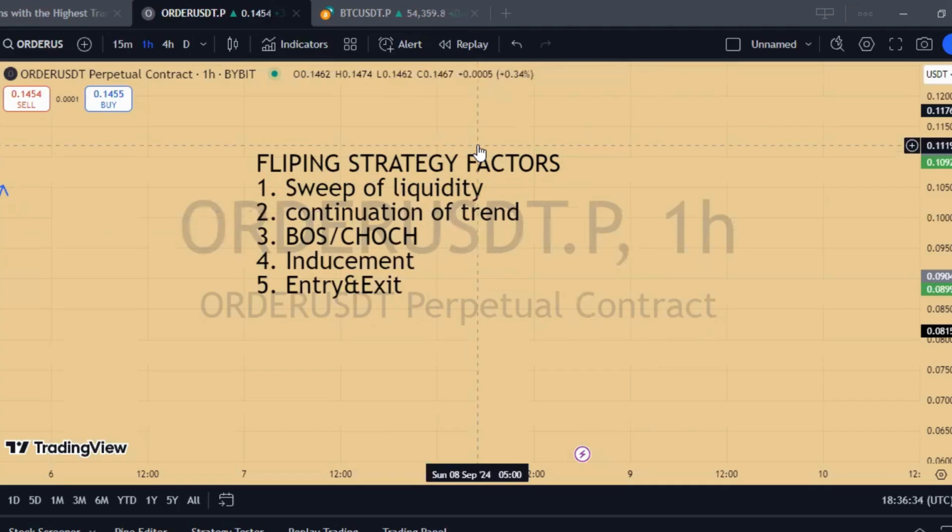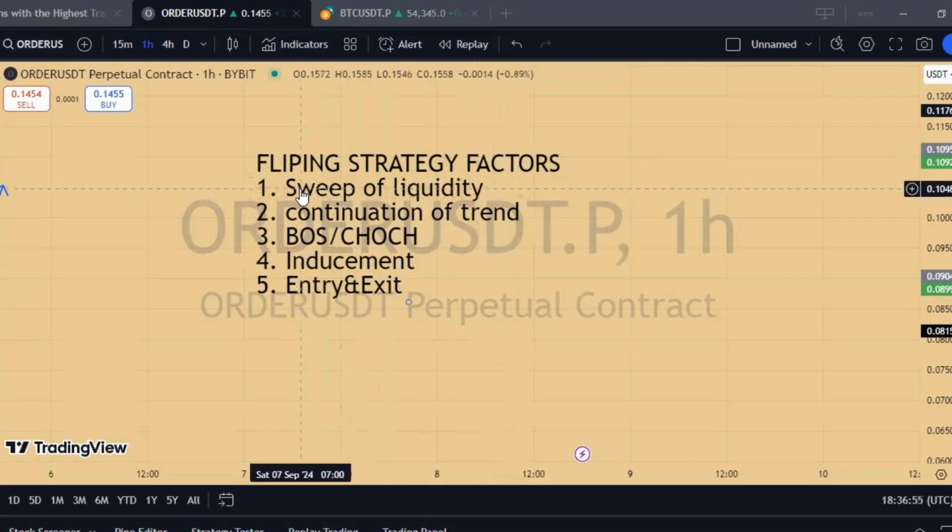If you're not flipping your account through fundamental analysis, the best way to flip your account through technical analysis is this strategy that I'm about to teach you right now. There is no other strategy to use, but this one so far has been tested and proven. Okay? So right now, the first thing you should look out for is your sweep of liquidity. That's the first factor you should be looking out for when you have in mind to flip your account.